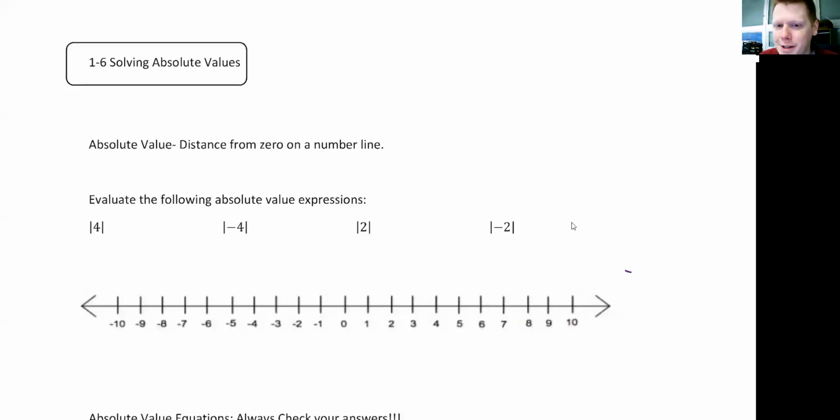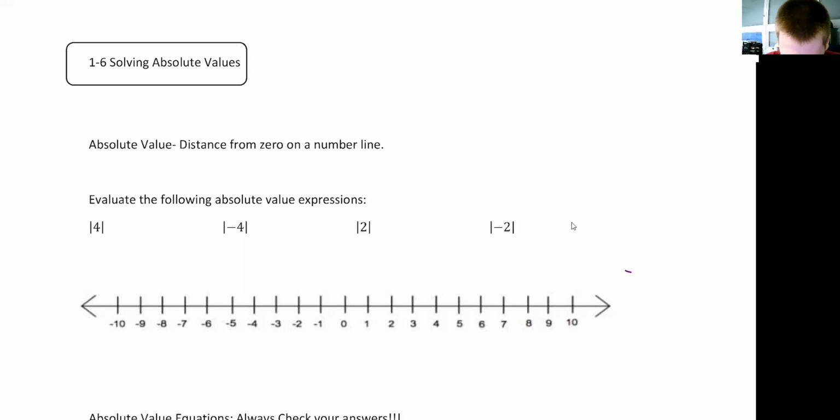All right, welcome everyone. Today we're going to be looking at solving absolute values. An absolute value, if you're not familiar with this term, basically tells you the distance from zero on your number line. So if you ever see these straight bars around a number, those are absolute values. They're not parentheses, they're absolute values. We'll see how they work.